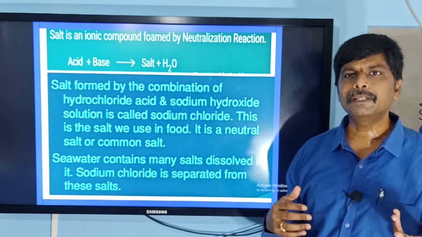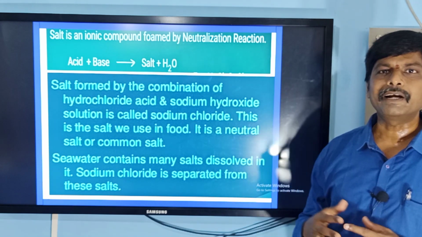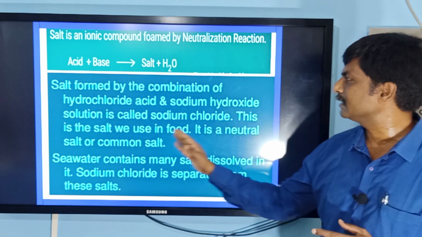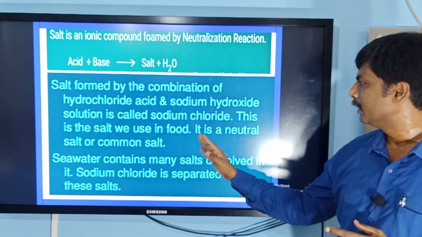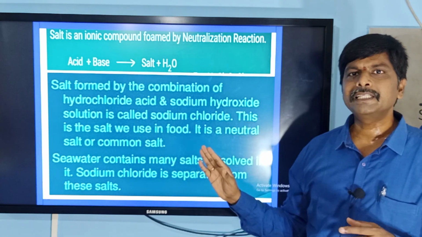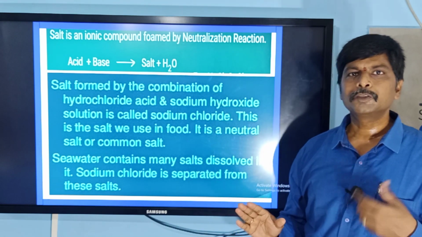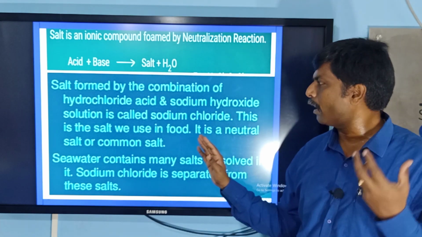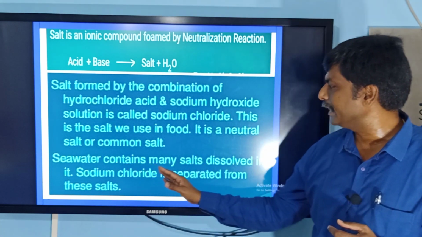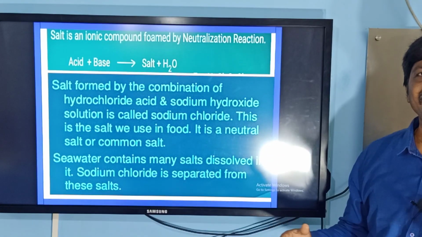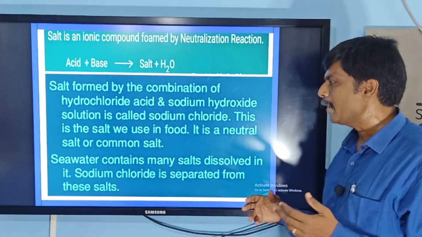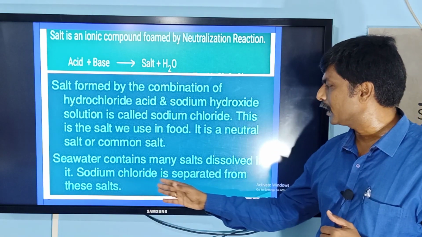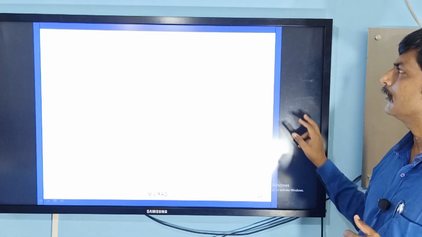What is the formula of the salt? NaCl. What is the name of this NaCl? Sodium chloride. This is the salt we use in food. It is a neutral salt, also known as common salt. Seawater contains many salts. It contains not only sodium chloride, but so many salts dissolved in it. Sodium chloride is separated from these salts.